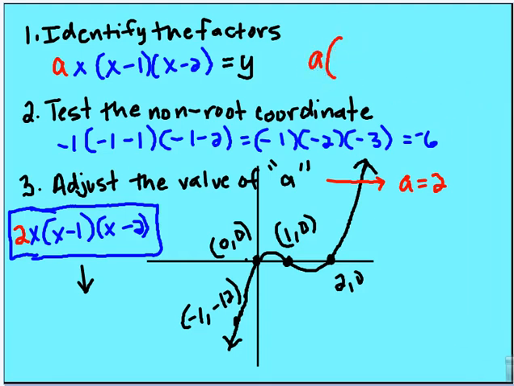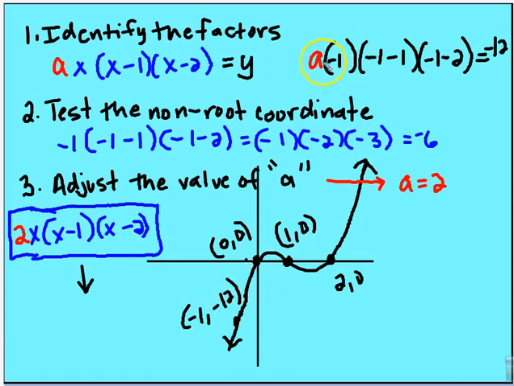So let's rewrite this function as a times -1 for x, because -1 is our value for the non-root coordinate. -1 times -1 minus 1 times -1 minus 2 is going to be equal to -12. Right? So -1 here is the input, -12 is the output.